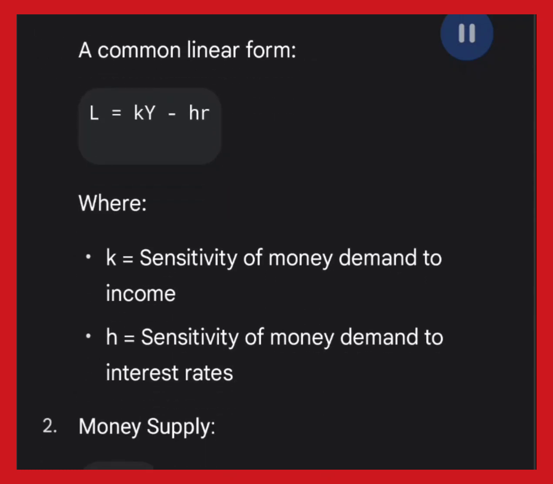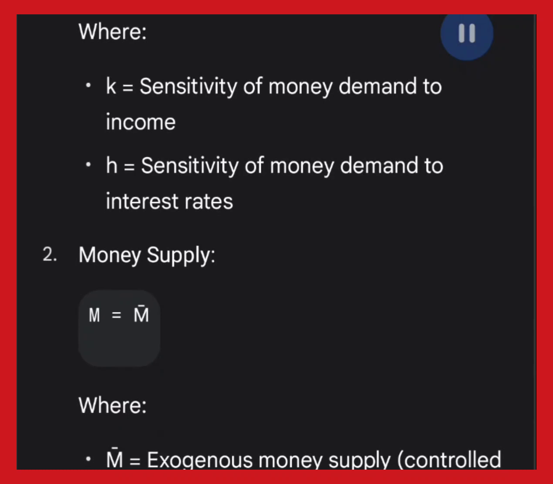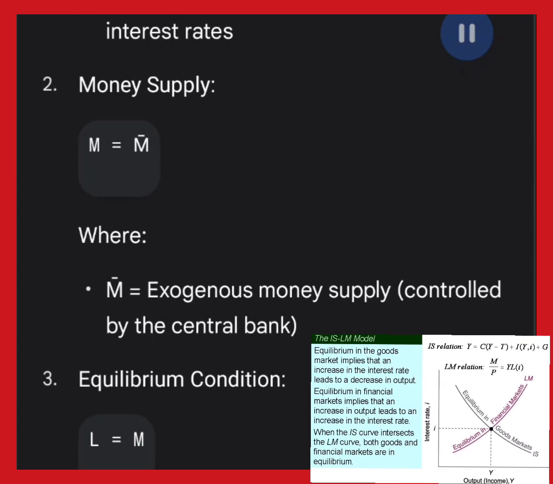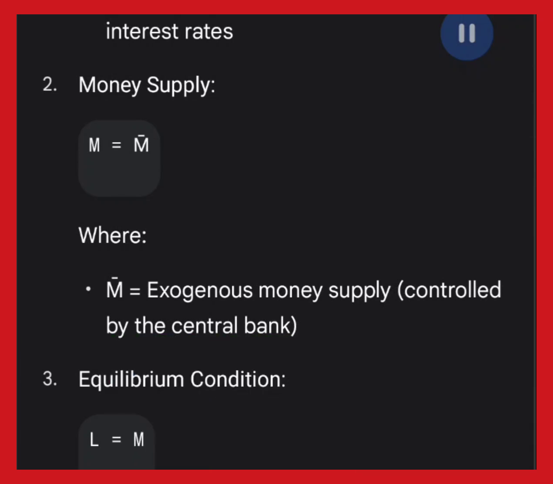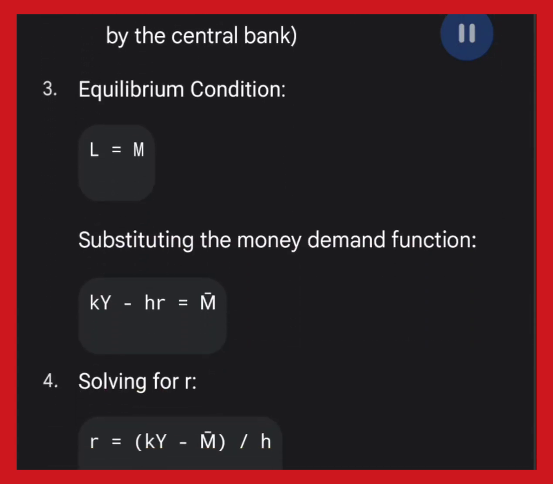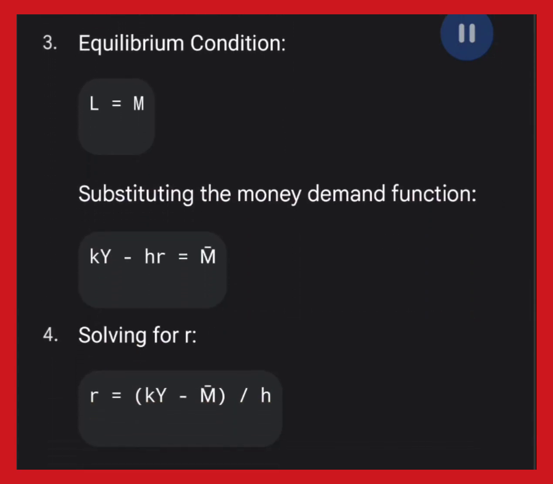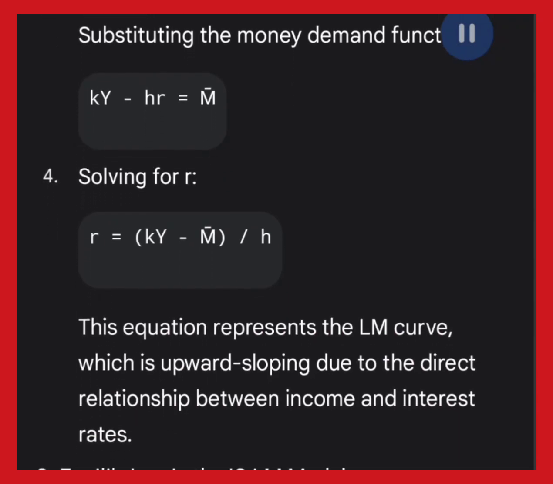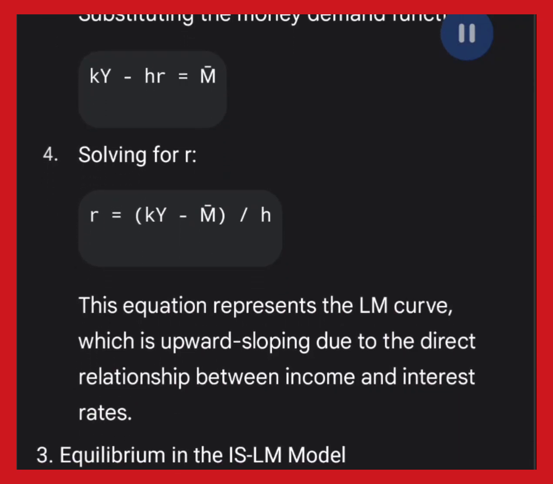2. Money supply, M equals M-bar, where M-bar equals exogenous money supply controlled by the central bank. 3. Equilibrium condition, L equals M. Substituting the money demand function, kY minus hR equals M-bar. 4. Solving for R. R equals (kY minus M-bar) divided by h. This equation represents the LM curve, which is upward sloping due to the direct relationship between income and interest rates.